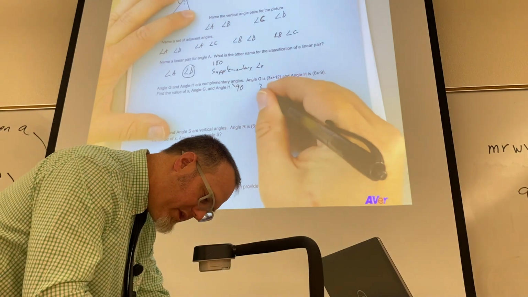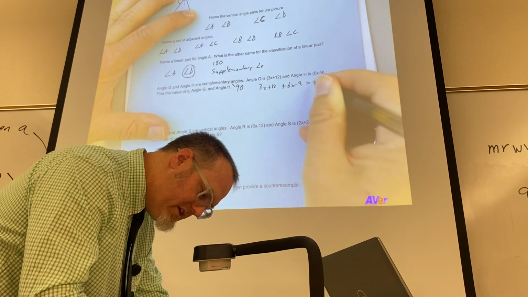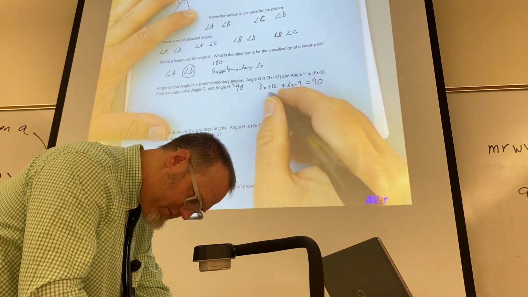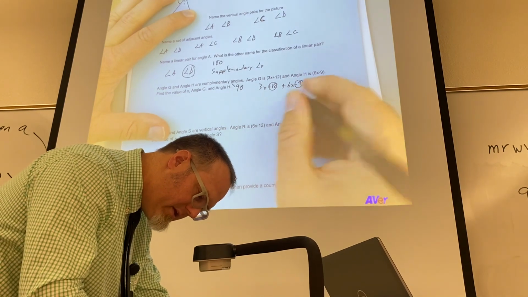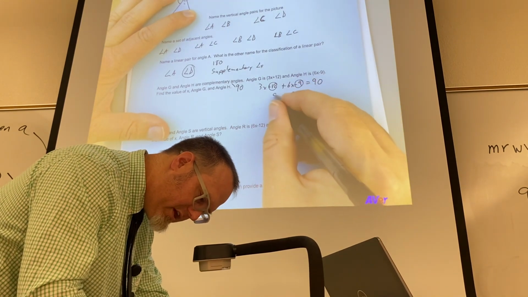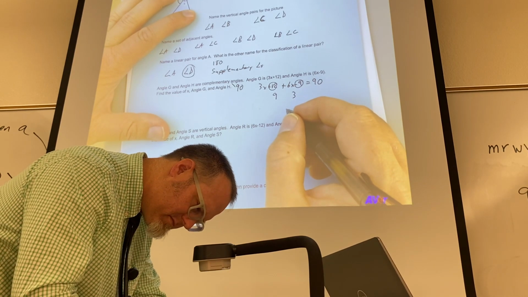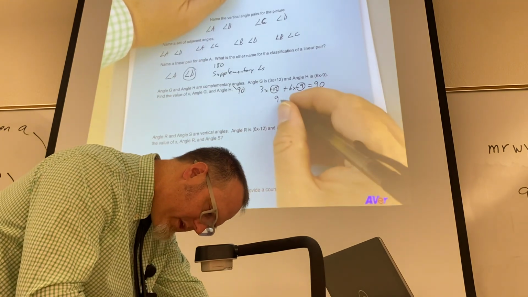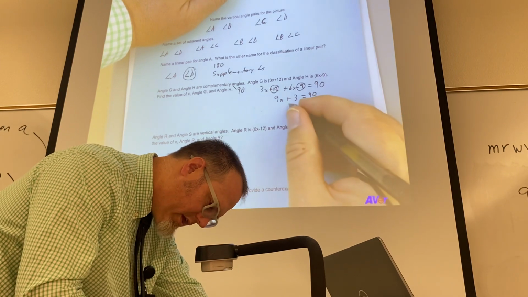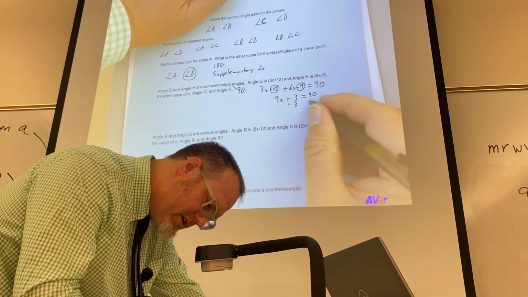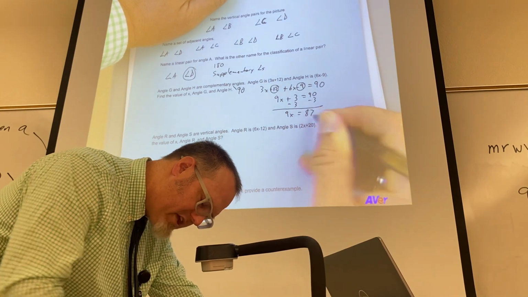Well, 3x plus 12 plus 6x minus 9 is equal to 90. So these are like terms. 12 minus 9 is going to be 3. 6 plus 3 is going to be 9. Boy, that's problematic. So we have 9x plus 3 is equal to 90. We subtract 3. That's going to be 9x is equal to 87.